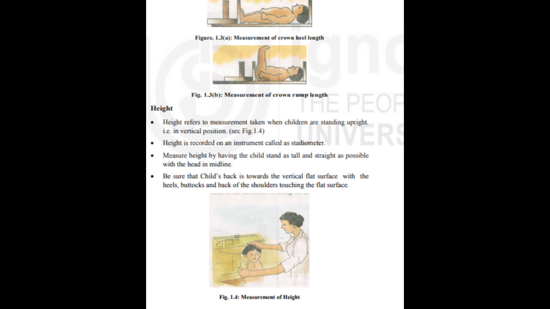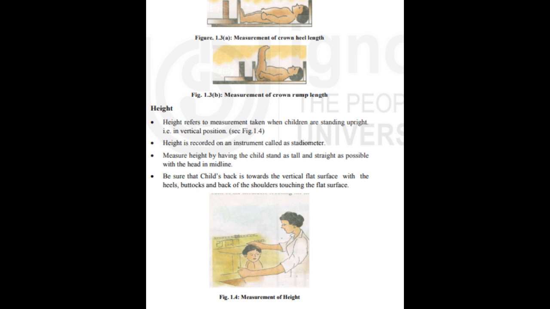Height. Height refers to measurement taken when children are standing upright, i.e. in vertical position. See Fig. 1.4. Height is recorded on an instrument called a stadiometer. Measure height by having the child stand as tall and straight as possible, with the head in midline. Be sure that the child's back is towards the vertical flat surface with the heels, buttocks and back of the shoulders touching the flat surface.